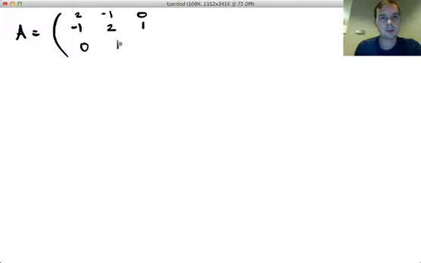So now let's talk about computing a determinant using the Laplace expansion method. Again, my matrix is going to be 2, -1, 0, -1, 2, 1, 0, 1, 2.